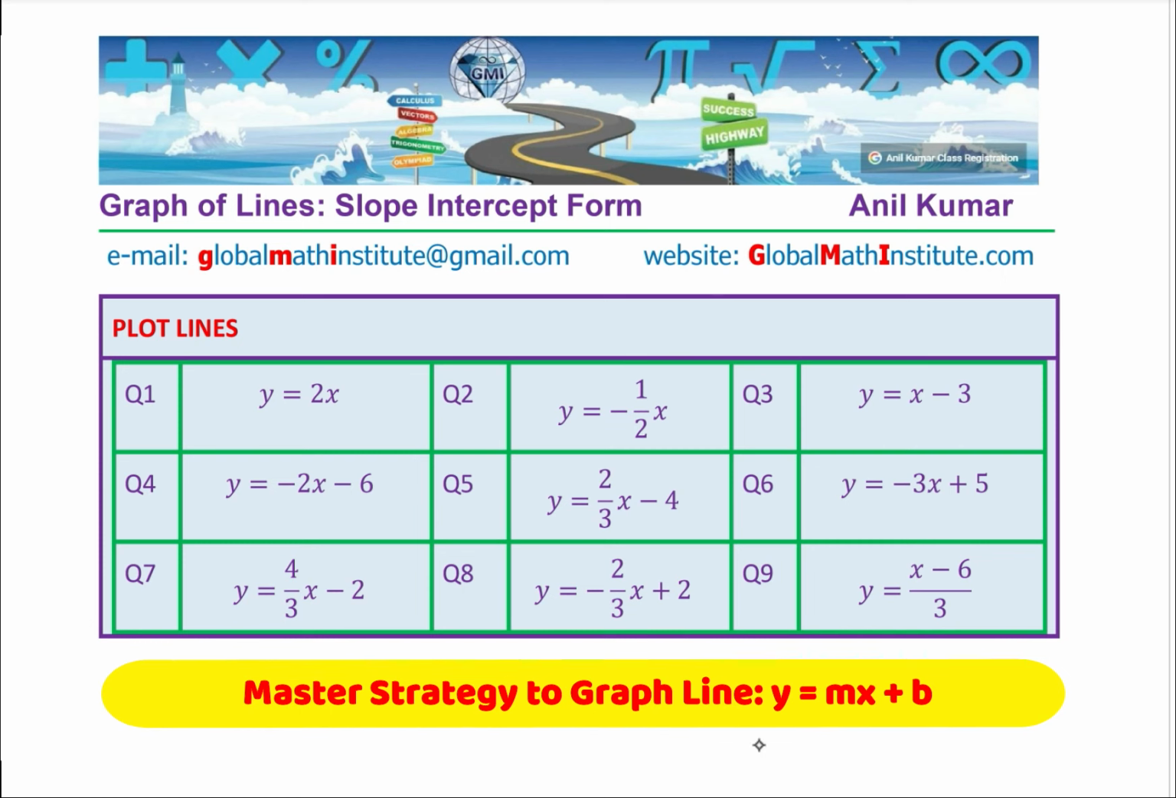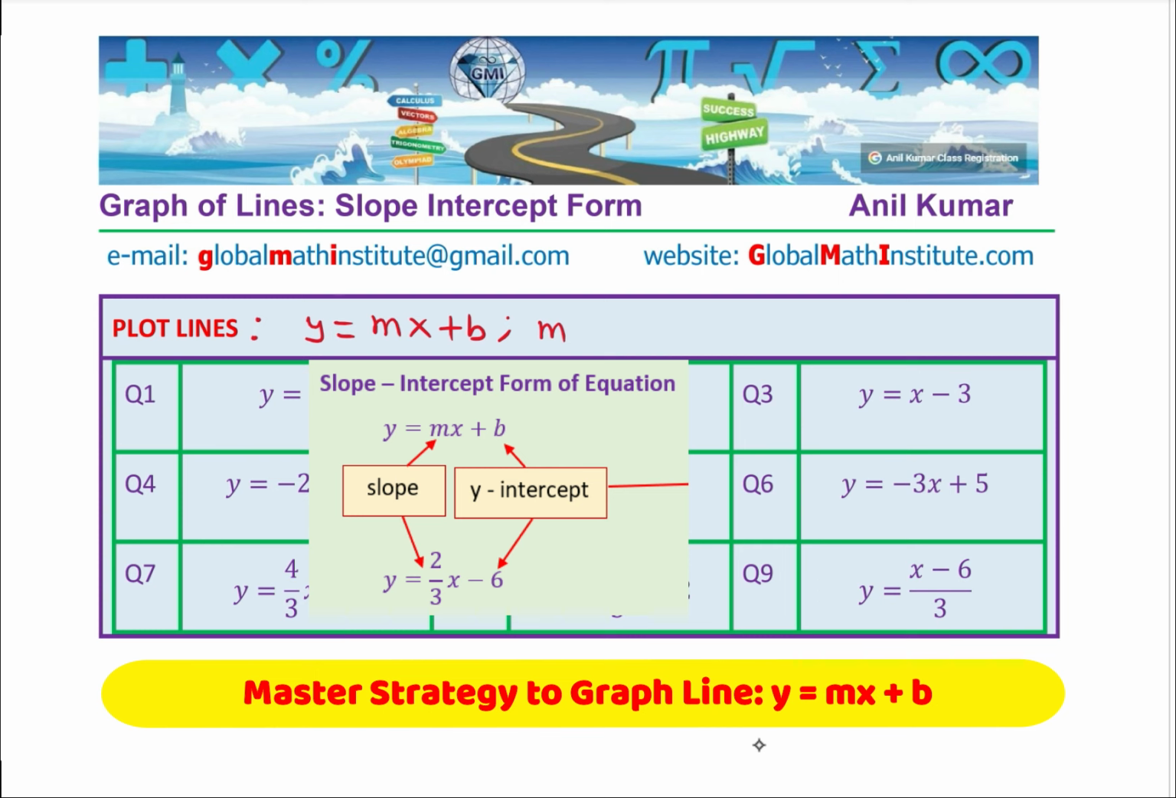How do we graph lines? In this particular video, with the help of 9 examples, we are going to master a strategy of graphing lines when the equation is given to us in the form of y equals mx plus b. This is also called slope-intercept form of the equation, where b is the y-intercept, a point where the line crosses the y-axis, x value being 0 here.